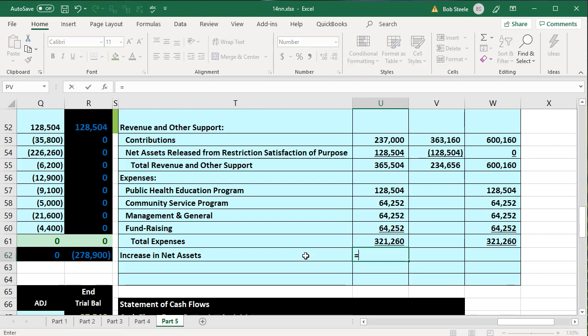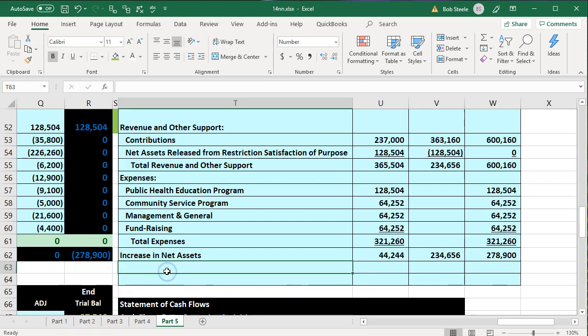Okay, so it's going to be equal to the total revenue and other support minus the 321,260, which of course is the expenses. We can copy that across. So I'll copy that across. So that we pick up that middle number. Of course, there are no expenses down here in the middle number, and there we have it.